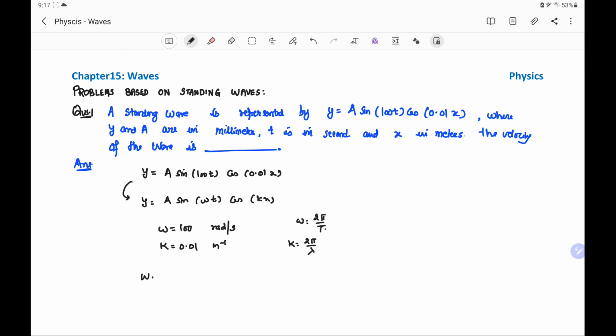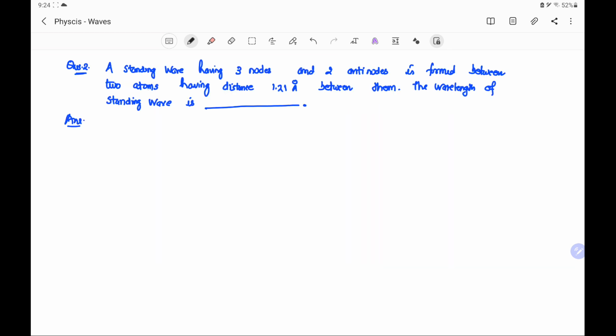So the wave velocity of the traveling waves, which result in the standing wave after the superimposition of two waves moving in opposite directions, is given by omega by k, and it is equal to 100 by 0.01, that is equal to 100 into 100, or we can write 10 raised to the power 4 meter per second. This is the answer.